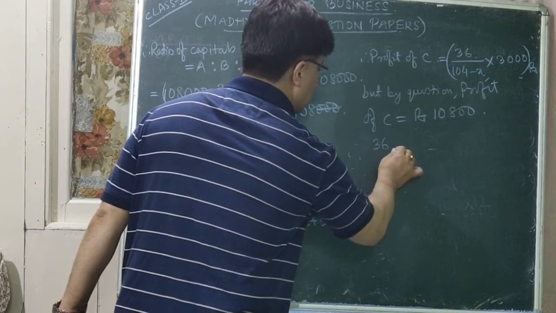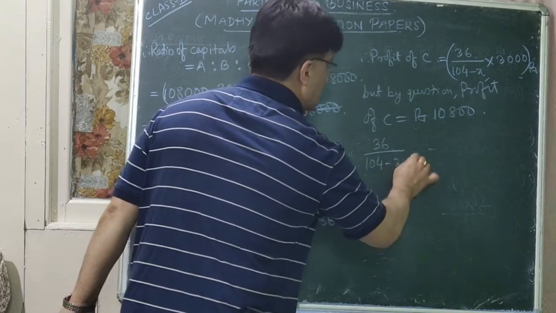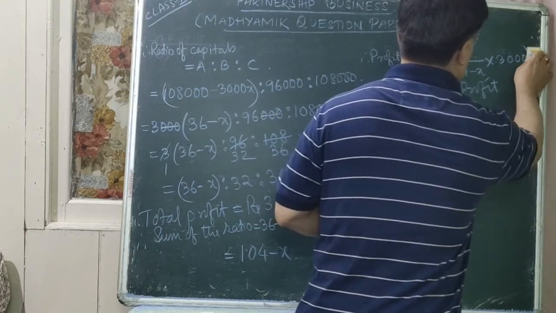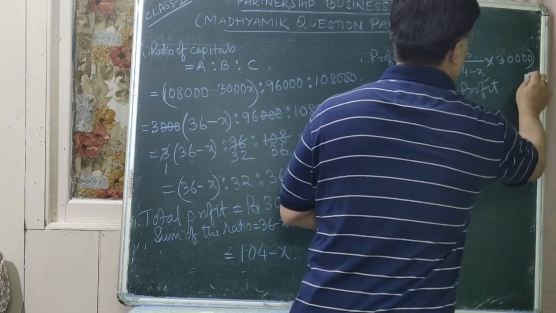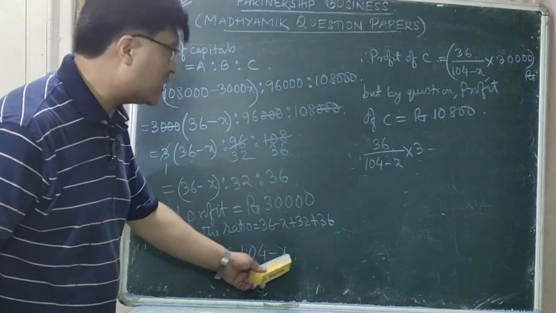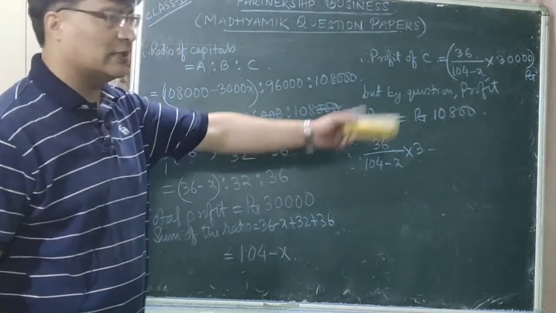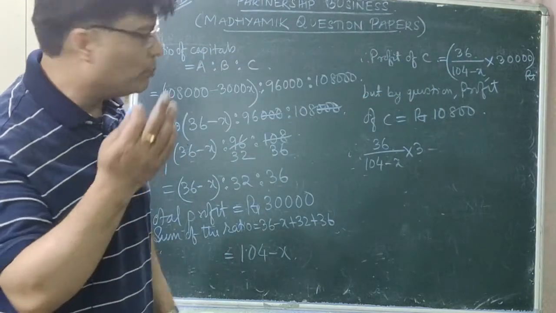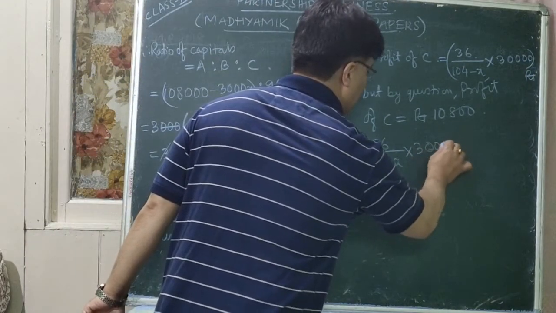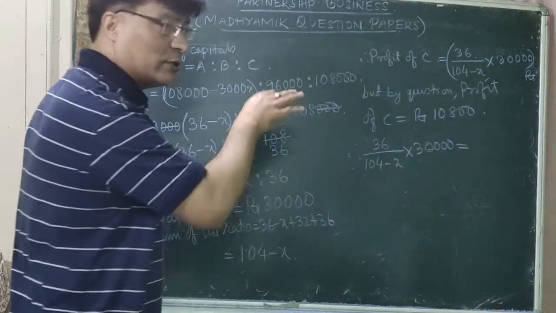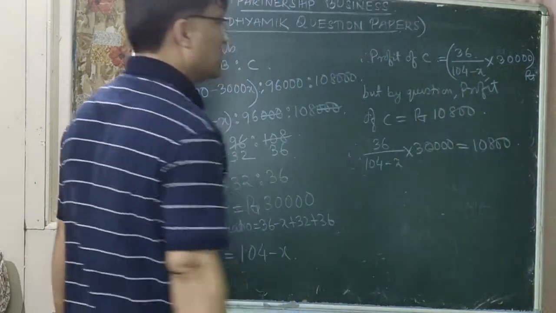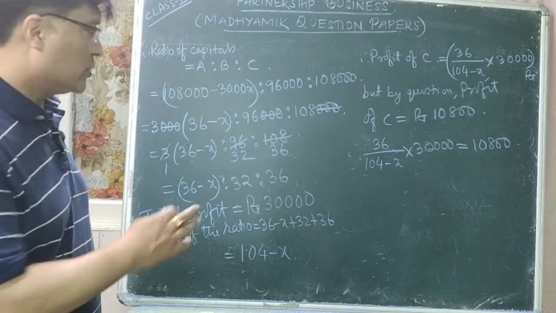So therefore 36 divided by 104 minus x into 30,000, right? This should be 30,000 rupees. Okay, 36 divided by 104 minus x into total profit. What is the total profit here? It is 30,000 rupees. So 36 divided by 104 minus x into 30,000, profit share of C is equal to, but by question, what is the profit share of C? It is 10,800, right? So now let us solve it.